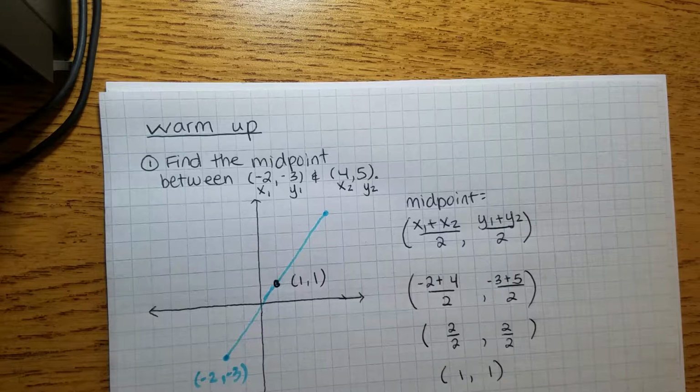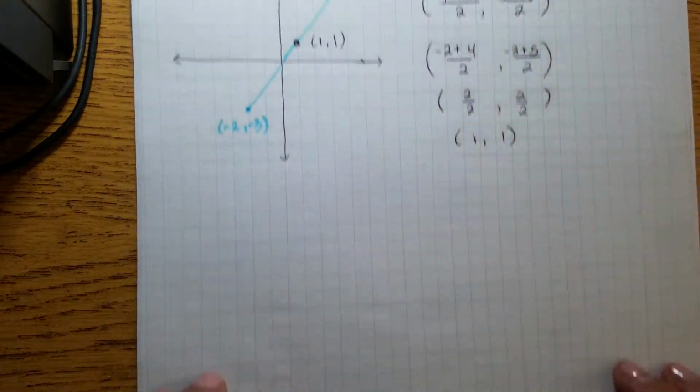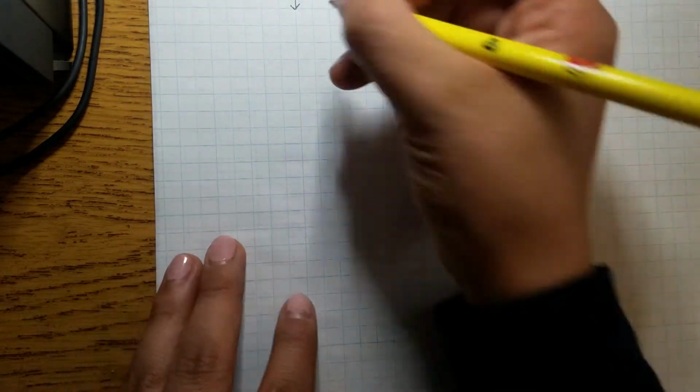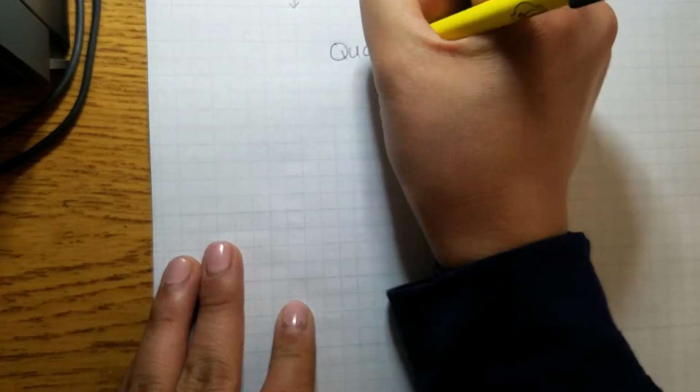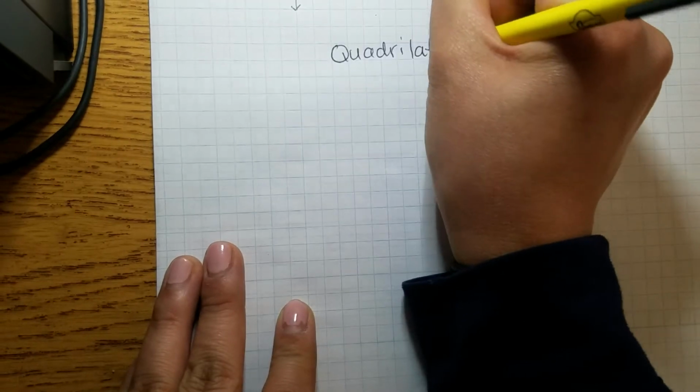A tilted square. So, maybe we'll finish. Is that what it is? I'll let you finish. No, it's too late.